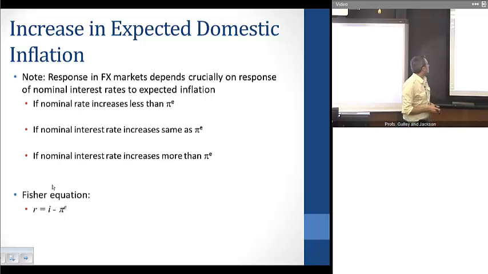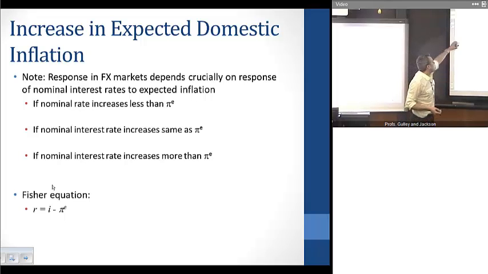So one important thing to keep in mind here is the response in this particular example to changes in inflation, and expected inflation in particular, really depends crucially on how nominal interest rates change relative to inflation. Because keep in mind, with this Fisher equation, this Fisher effect here, the real rate is driven by both nominal interest rates and expected inflation. Okay, so this gives you an example of why it's important to understand this distinction.